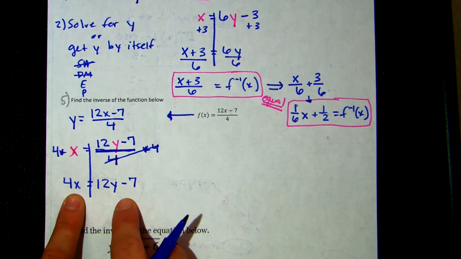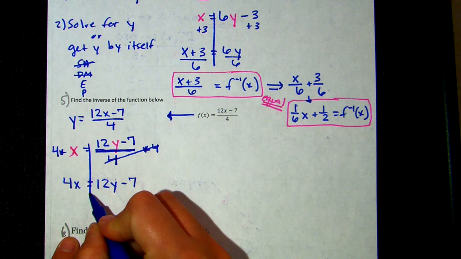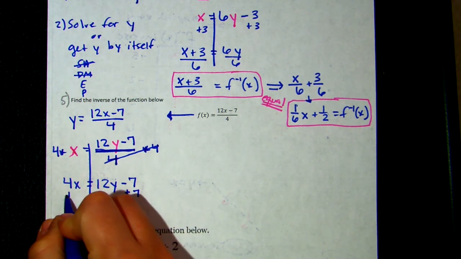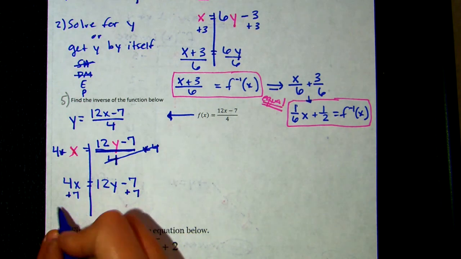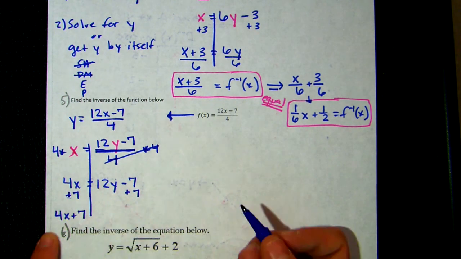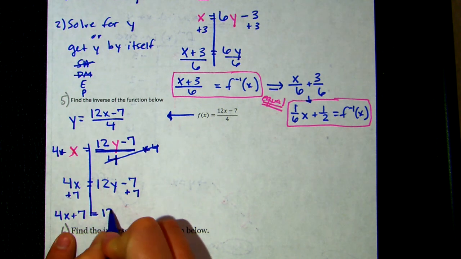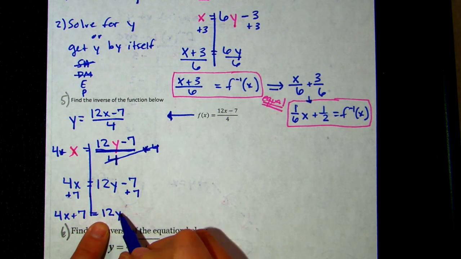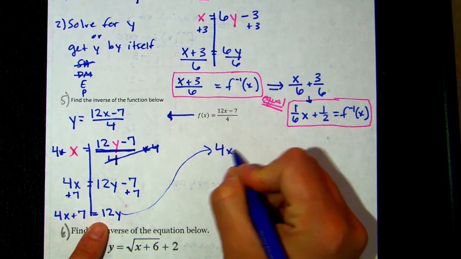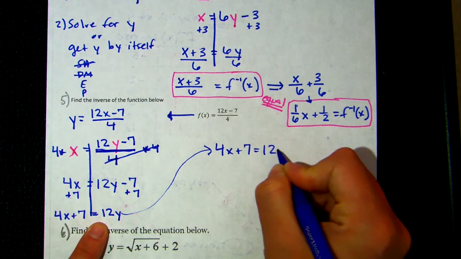And from here, your solving process should look very similar to the one above. I look for addition and subtraction to cancel out first. So I add 7 on both sides, which gives me 4x plus 7. These can't combine because they're not like terms. That is equal to 12y. And I'm going to bring this over here. Sorry, I'm running out of room. So I've got 4x plus 7 equals 12y.